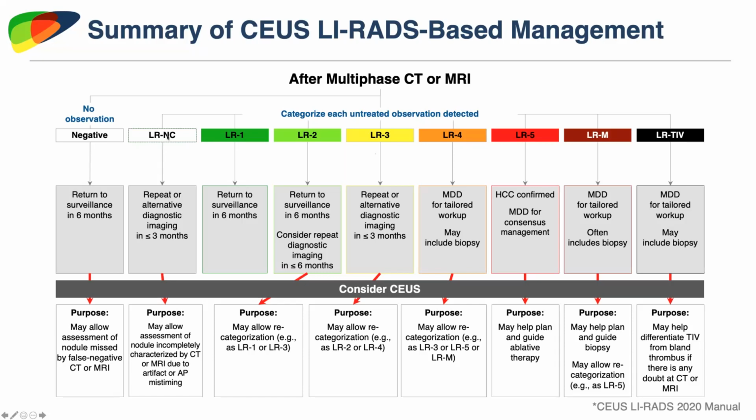Similarly, an LR non-characterizable, so the study was non-diagnostic for whatever reason. Also, if you have an LR3 or LR4 observation, sometimes the contrast-enhanced ultrasound study can be an arbiter in moving an LR3 observation to LR2 or 4, moving an LR4 observation to 3 or 5 or even M. Similarly, taking an LRM and seeing if we can move it to an LR5. And then for LR5s and M, using contrast-enhanced ultrasound in downstream diagnostic and therapeutic pathways, biopsy guidance, ablative therapy, and so forth. And we'll touch briefly on this in the very end of my discussion.